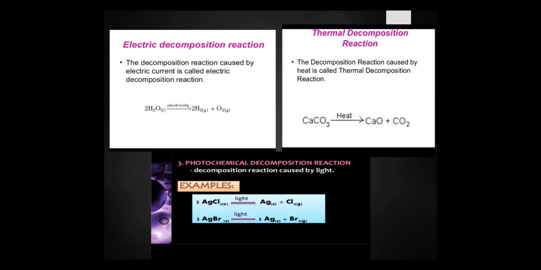Same with silver bromide also. It decomposes into silver and bromine when it is exposed to sunlight. So this is all about the three types of decomposition reaction: electric decomposition reaction, thermal decomposition reaction, and photochemical decomposition reaction.